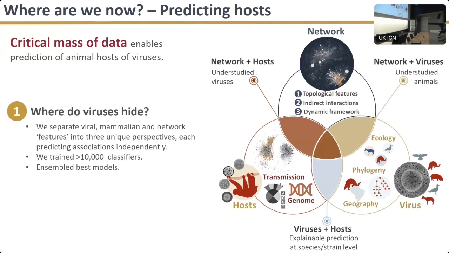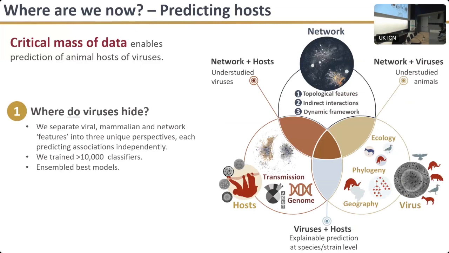But our approach has always been different, because in computer science there are a lot of network completion problems. But also, if you are a bioinformatician, you will look at the virus genome and say, from the genome I can predict the host. If you're an ecologist, you will look at the host side and say, from the host I might be able to predict which other animals might be susceptible to this virus. So what we did is bring all three of those perspectives together.